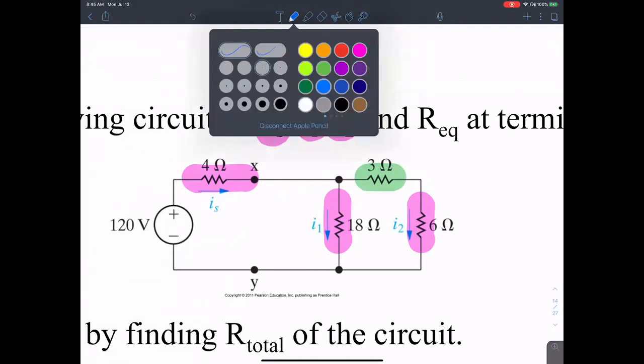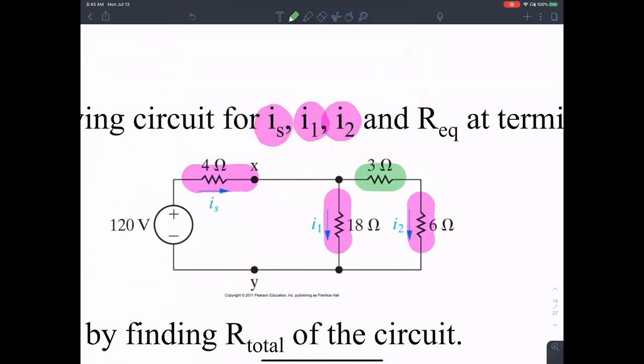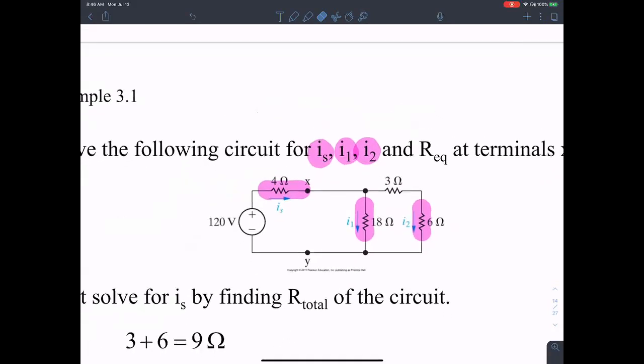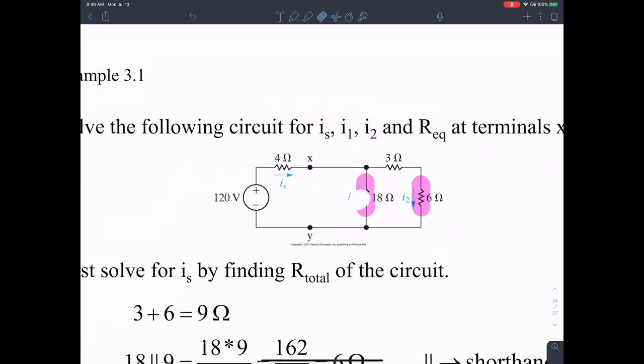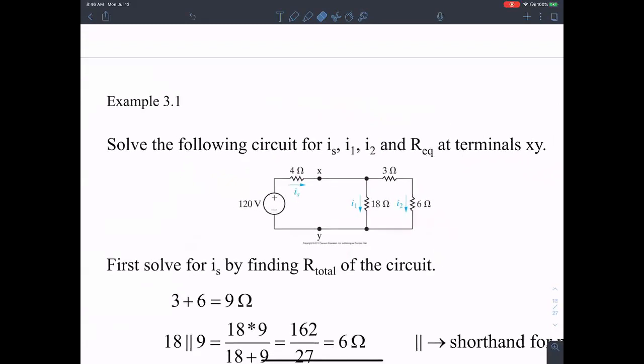Because it's the same as going through the 6-ohm resistor. If you know the current through the 6-ohm resistor, then you know the current through the 3-ohm resistor. That's correct. That's exactly the reason why, because the 3 and 6-ohm resistances are in series. So the idea is to solve for these currents.